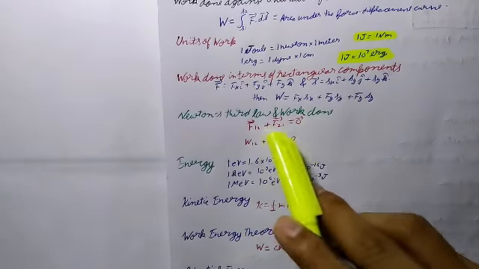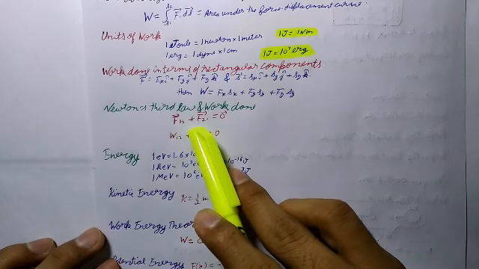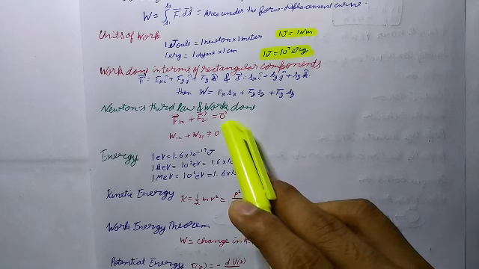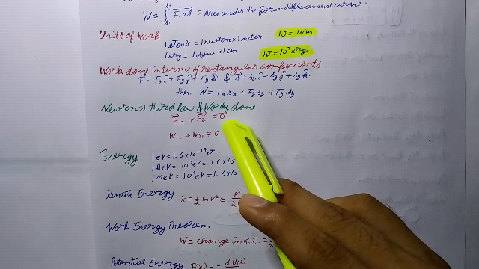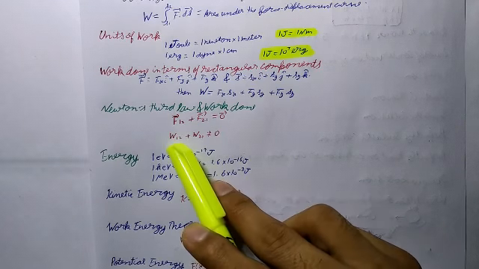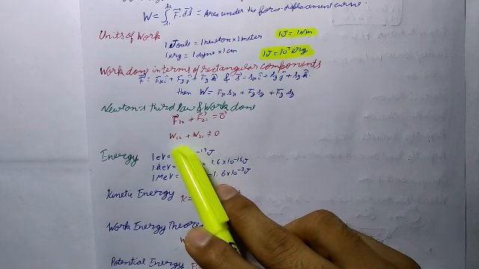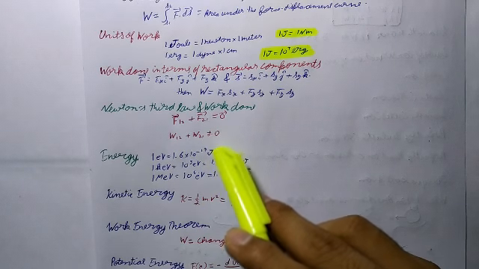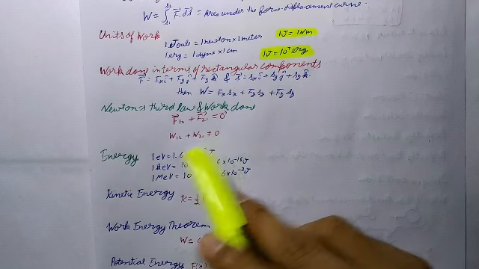Now Newton's third law and work done. F12 plus F21 will be equal to 0. For two bodies, the sum of the mutual forces exerted between the two bodies is 0 from Newton's third law. But the sum of the work done by the two forces need not always cancel, i.e. work done 12 plus work done 21 is not equal to 0. However, it may sometimes be true.